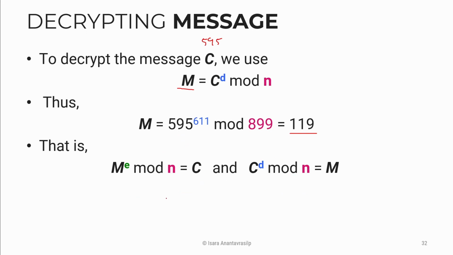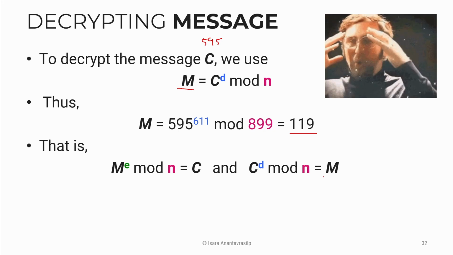So we have M to the power of E mod N equals C, and C to the power of D mod N equals back to M, and you can use it both ways. This is how you encrypt and decrypt data using RSA. Voila.